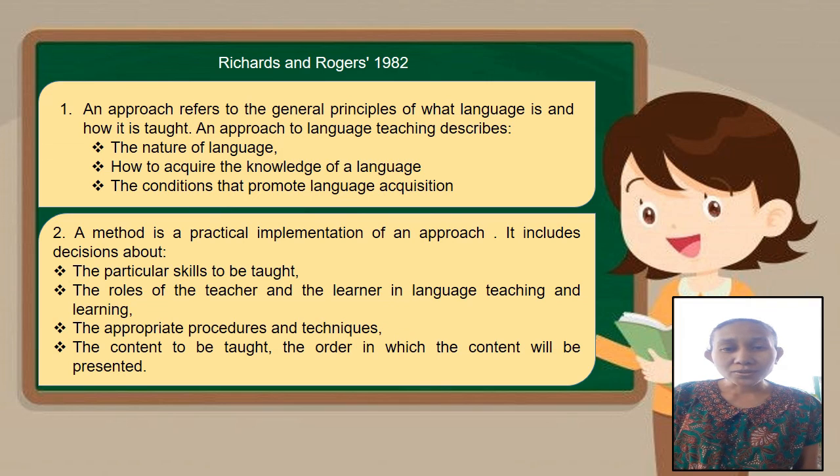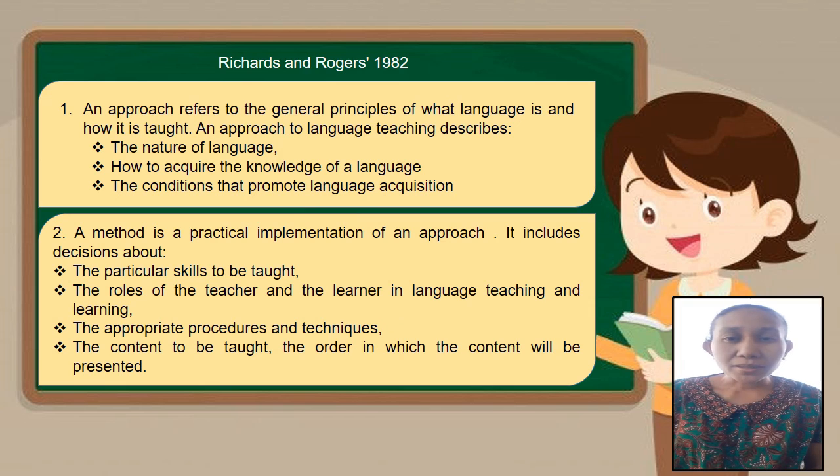An approach to language teaching describes the nature of language, how to acquire the knowledge of language, and the conditions that promote language acquisition. Method is a practical implementation of an approach. It includes decisions about the particular skill to be taught, the roles of teacher and learners in language teaching and learning, the appropriate procedure and technique, the content to be taught, and the order in which the content will be presented.